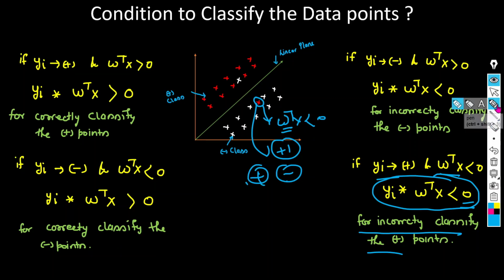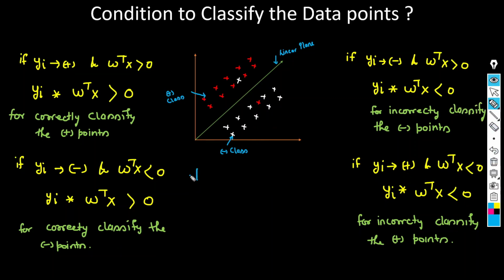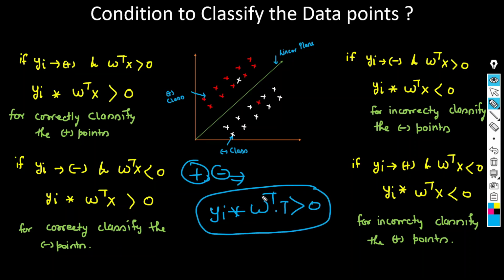So our final equation would be like this: if the positive and negative classes are both correctly classified, then y_i multiplied by W transpose x is greater than 0. If positive and negative points are incorrectly classified, and the equation is less than 0 for any point, then we can say that point is incorrectly classified. So these two are our final equations.